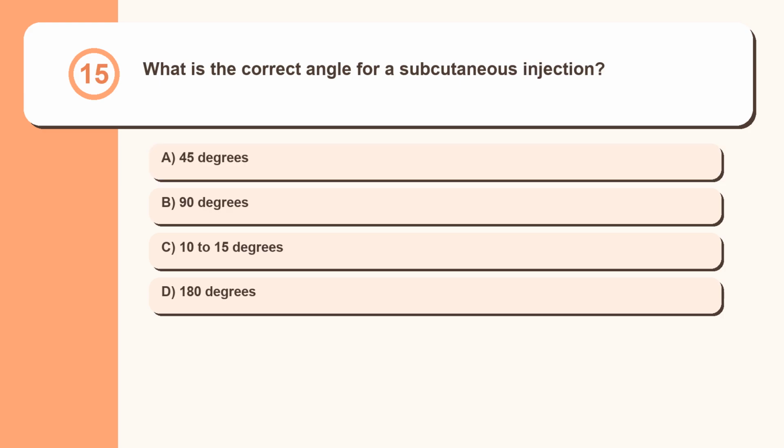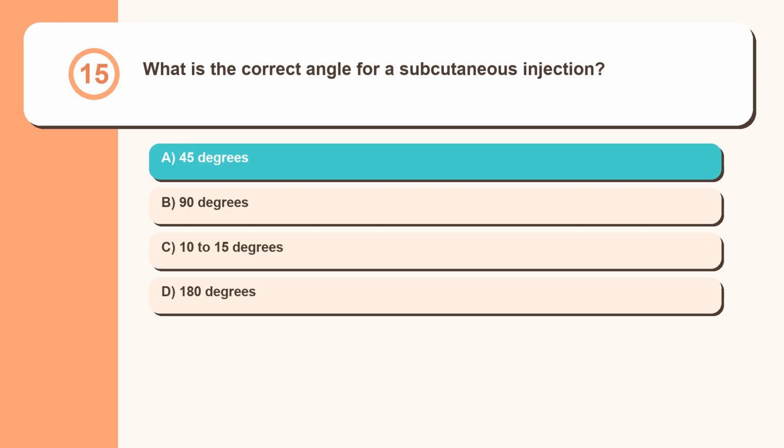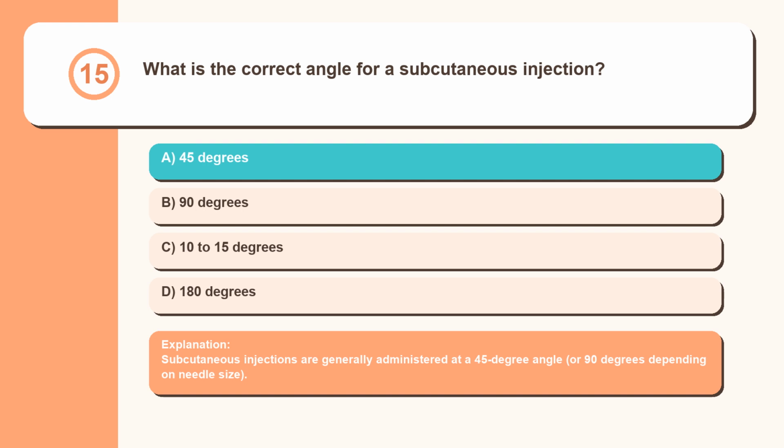Question 15. What is the correct angle for a subcutaneous injection? 45 degrees, 90 degrees, 10 to 15 degrees, 180 degrees. Subcutaneous injections are generally administered at a 45-degree angle, or 90 degrees depending on needle size.